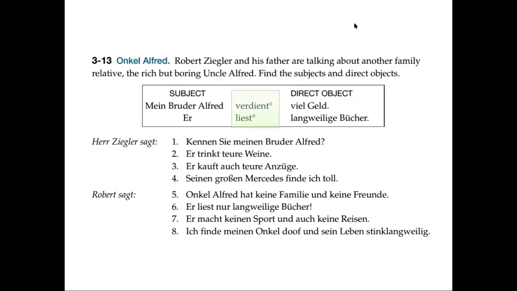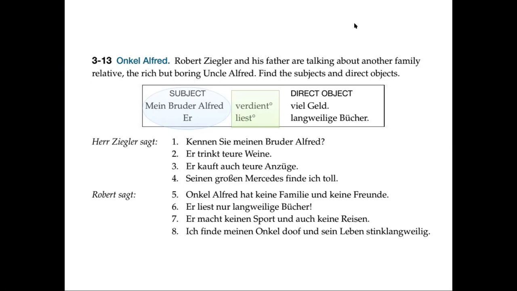Verdienen is to earn, so who is earning? Wer verdient? Mein Bruder Alfred. Lesen, to read. Wer liest? Liest. And both of those verbs, I know they might look a little bit weird in their conjugation. That's another grammar point we'll be learning in this chapter. So we'll be learning some irregular verbs in this chapter.